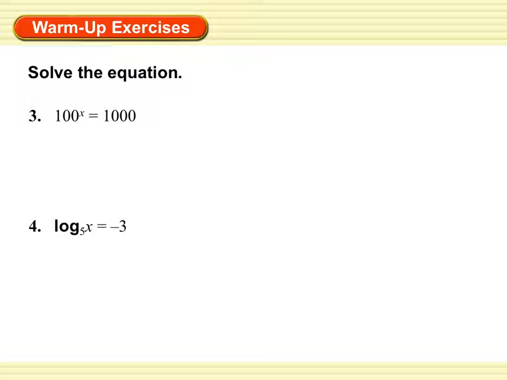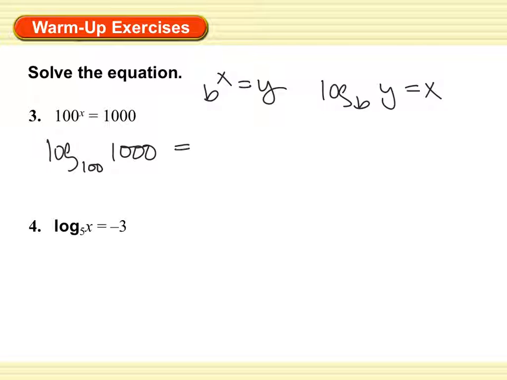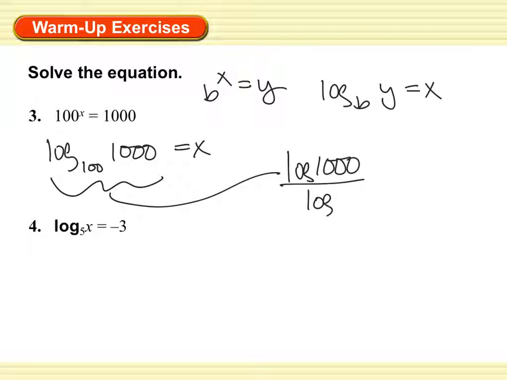If I have b to the x equals y and log base b of y equals x. So we're going to have log base 100 of 1000 equals x. Now this right here, I can simplify because we're going to change the base, okay? Log 1000 over log 100 equals x. Right there, in my handy dandy calculator, that's equal to 1.5.